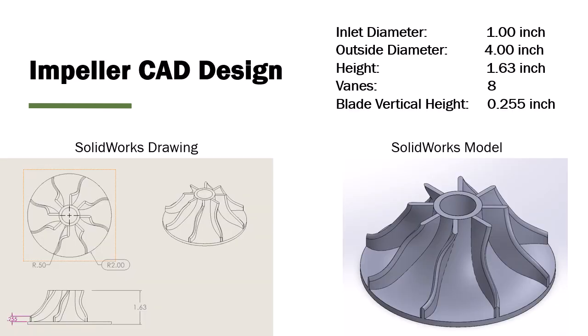This is the CAD design of our impeller. Our inlet diameter chosen was 1 inch. Our outside diameter was 4 inches, which was the maximum. Our height was 1.63 inches. The number of vanes we used was the maximum, which was 8. And the blade vertical height was 0.255 inches, as previously calculated.